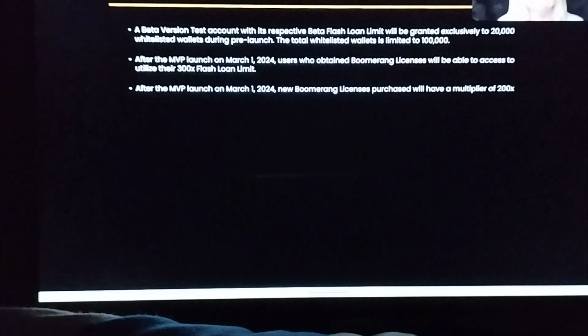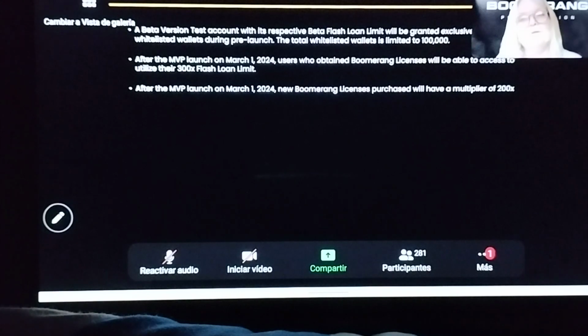After the MVP launch on March the 1st, 2024, users who obtain Boomerang licenses will be able to access and utilize their 300x flash loan limit that is attached to the licenses that are sold before the 1st of March. After the MVP launch on the 1st of March, new Boomerang license purchases will only have a multiplier of 200x. So be there now. It's a difference of 100x.